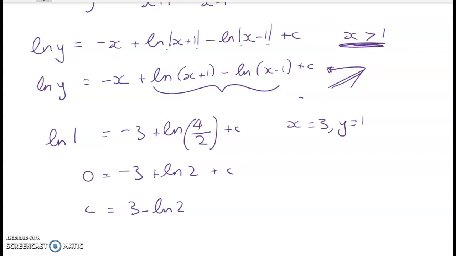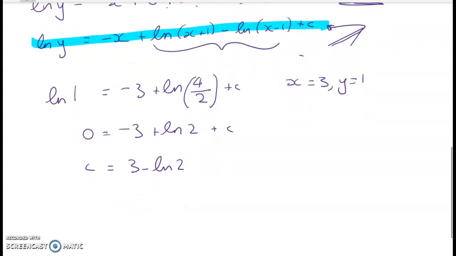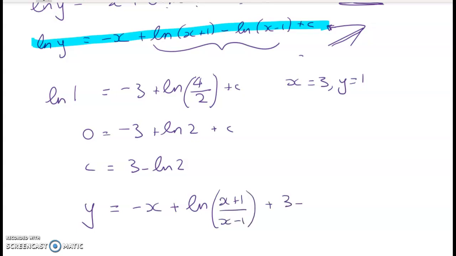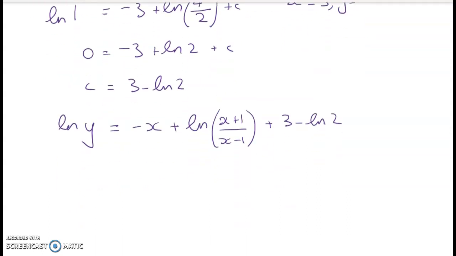And that means that I'm ready to put all of this in here and then get an expression for y by doing e to both sides. So the natural log of y is equal to -x plus the natural log of x plus 1 over x minus 1 plus 3 minus log of 2. So if we go e to both sides, we're going to get y is equal to e to all of this. And then we're going to split this out into terms going very carefully.